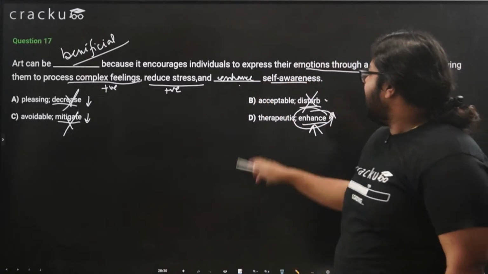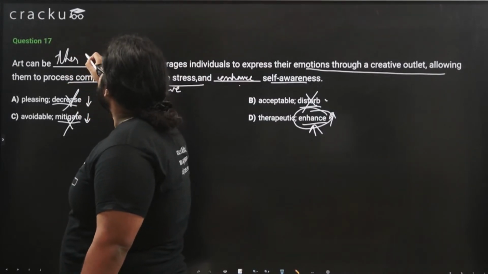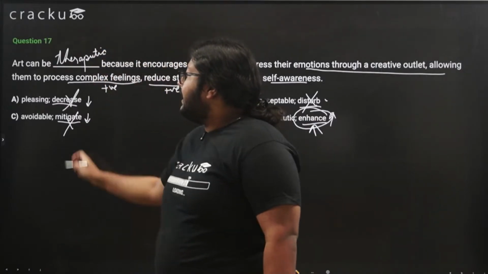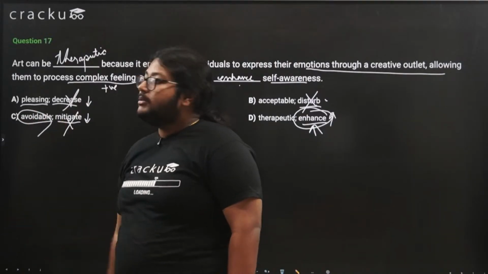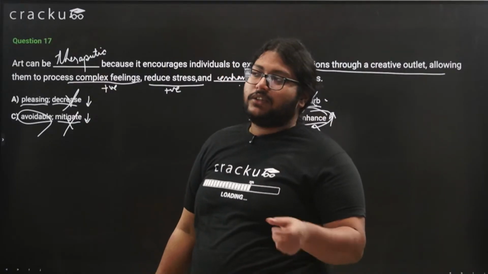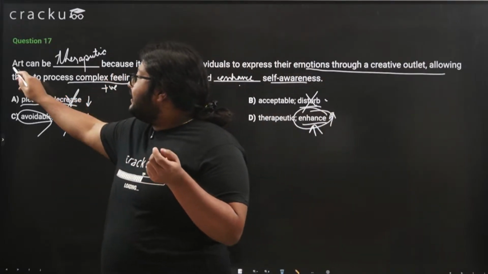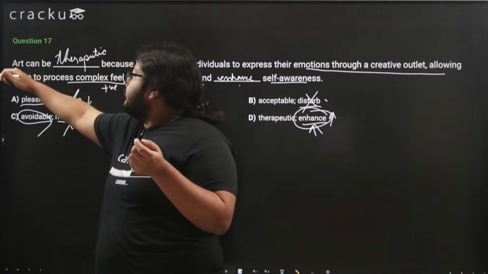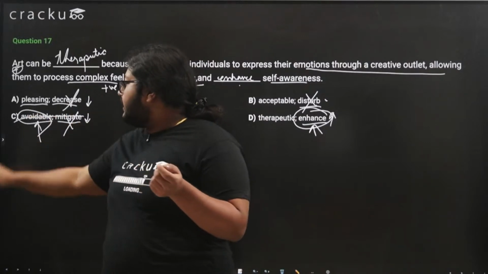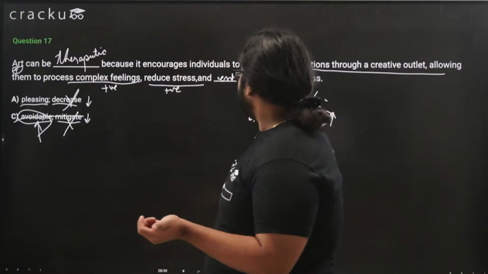And that would mean that art can be therapeutic, which is a very beautiful word here. Much better than beneficial anyways. Art can be pleasing, art can be avoidable. Avoidable means something which we can avoid. Here clearly they are talking about the benefits of art. So if you are talking about something in a good way, like the tone, right? If you are painting art in a positive tone, then why would you say it is avoidable? So that way also we can reject. If you don't know the meaning of mitigate, avoidable we understand. So that way also we can reject.